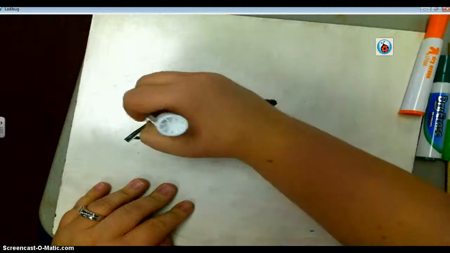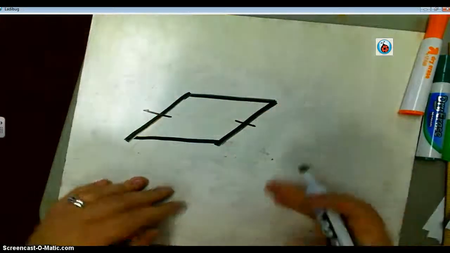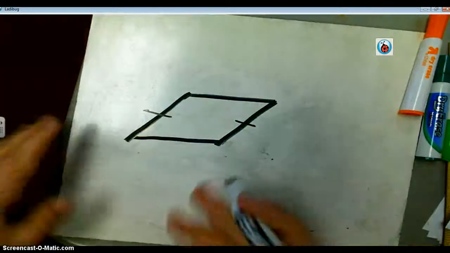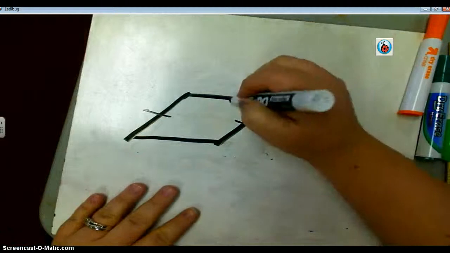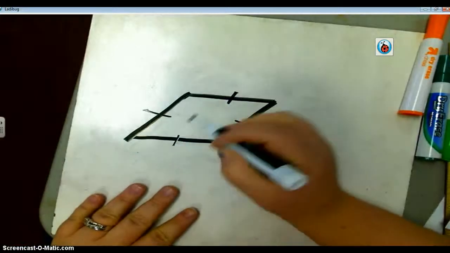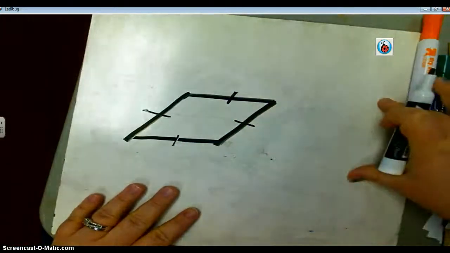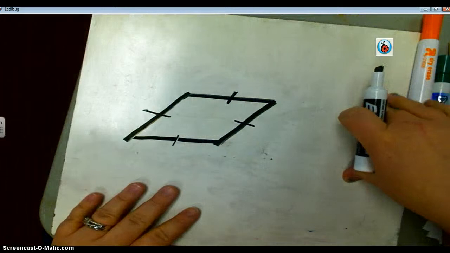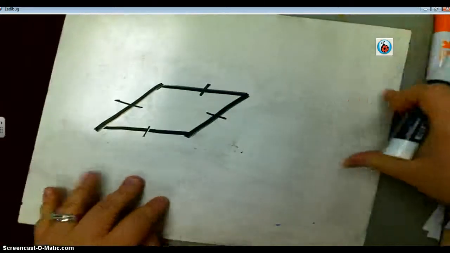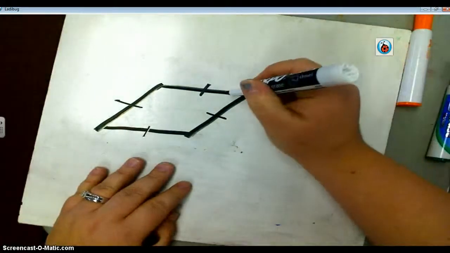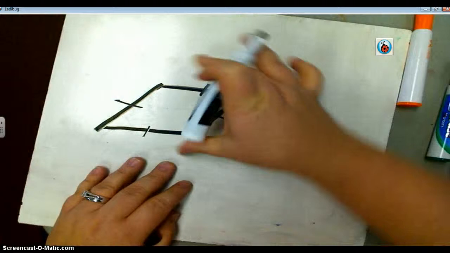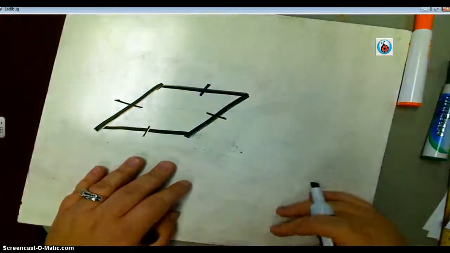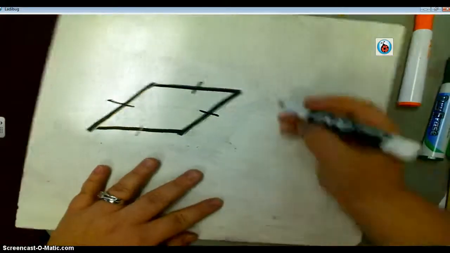Notice the left side and the right side are parallel. If they continued to go, they would never cross. My top and my base are parallel because they would never cross. Okay? So, a parallelogram has two sets of parallel sides. Let's think about this.